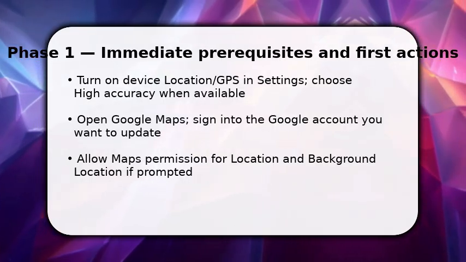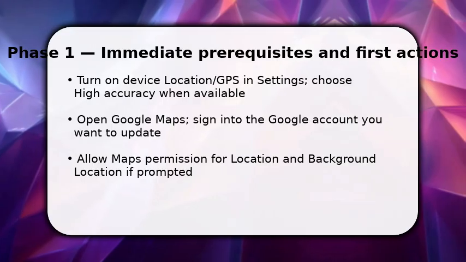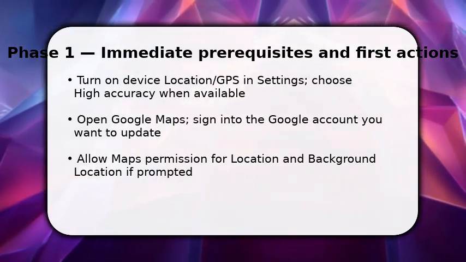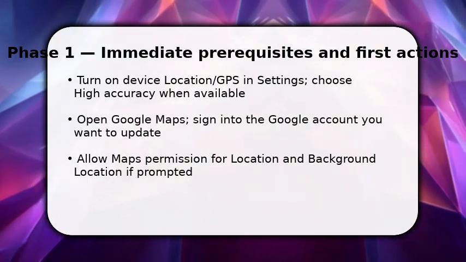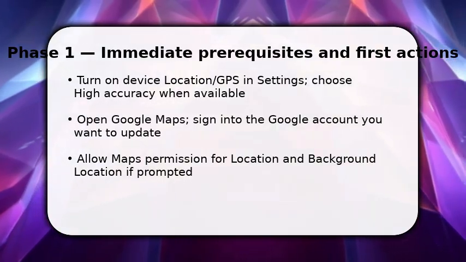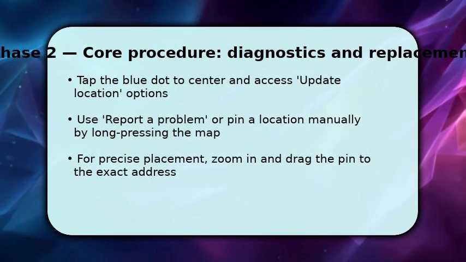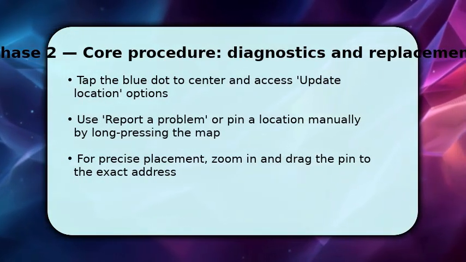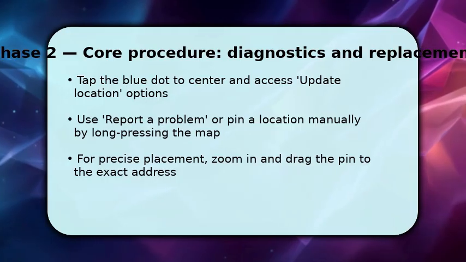When Maps requests location and background location permission, grant it. Make sure to allow while using the app, or always if you need continuous updates. Once done, return to Maps and look for the blue dot that indicates your location is active. Tap the blue dot to center the map and reveal options. Choose to report or update your location.